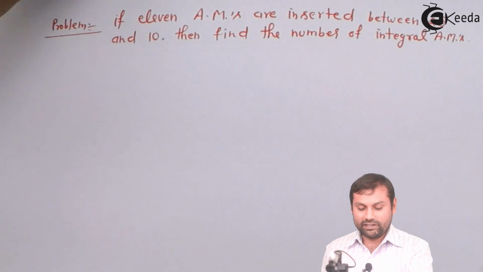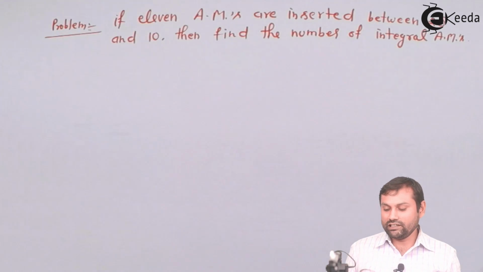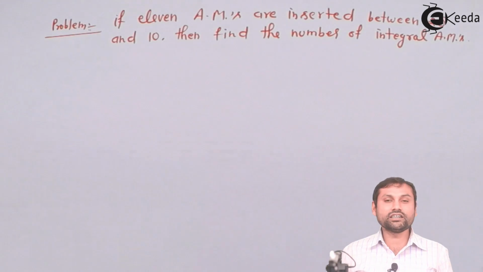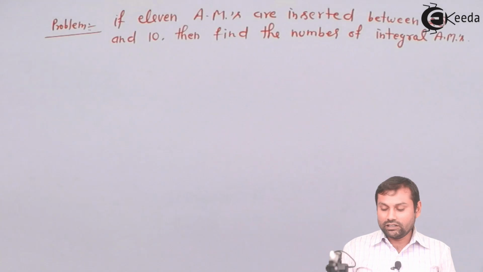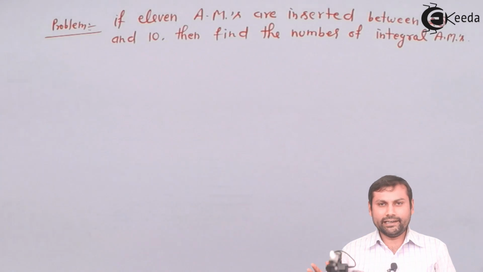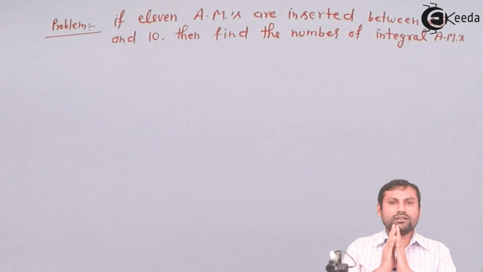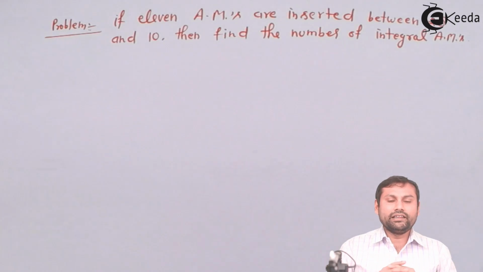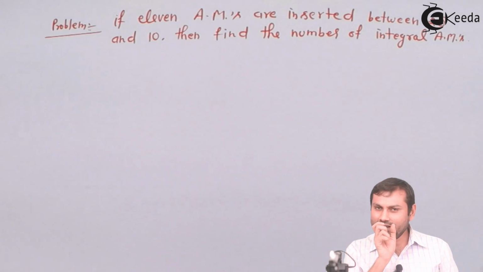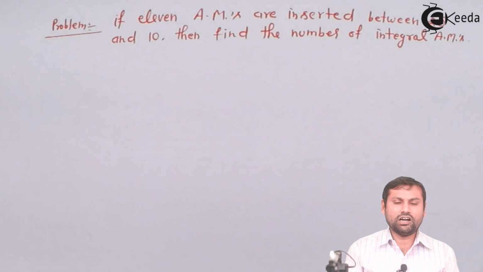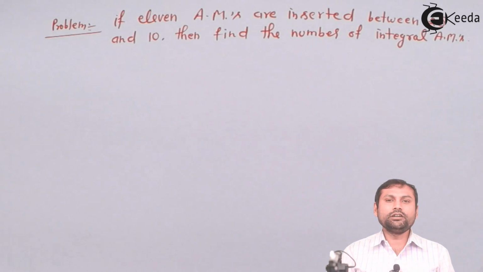So the question is given: if 11 AMs are inserted between 28 and 10, then find the number of integral AMs. Means the two numbers 28 and 10 are given, and you are inserting 11 arithmetic means in between them. Then you have to find how many of those arithmetic means are integral, means integers. How many terms are integers, that you have to find.